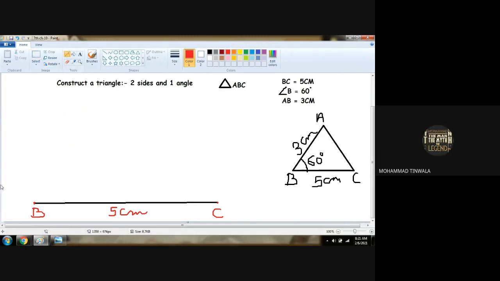If you measure with a protector and draw with a scale, your diagrams will be accurate. But Mohammed sir is going through with approximate things, so it will be approximate criteria. Okay? Are you getting my point? So we will prepare this 60 degree here, point Q, for example.